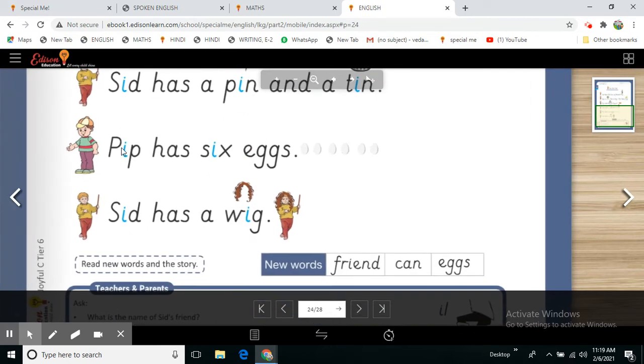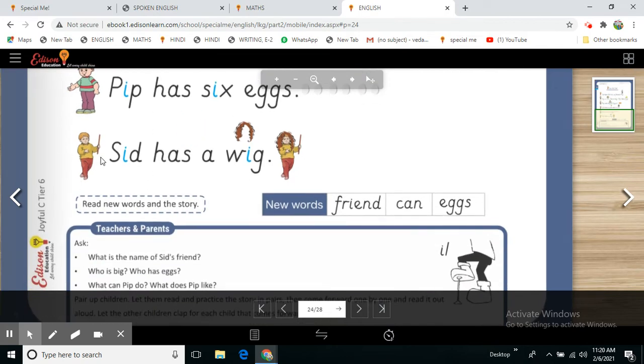Next line. Pip has, H-A-S, has 6, S-I-X, 6 eggs, E-G-G-S, eggs. 1, 2, 3, 4, 5, 6. These are 6 eggs. Pip has 6 eggs. How many eggs does Pip have? 6 eggs. Right? Pip has 6 eggs. Now, next.